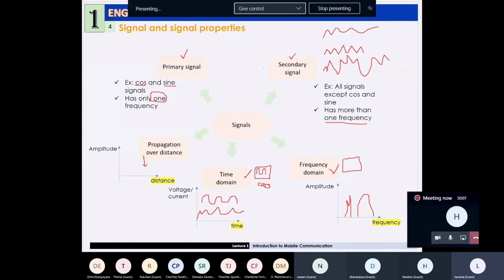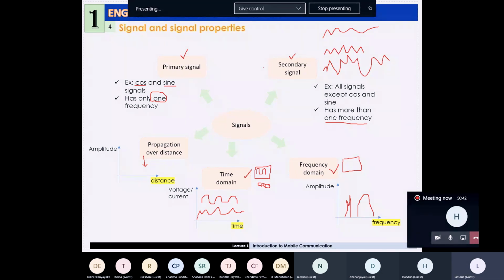And on the other hand, if someone asks how you see all these different signals, or different signal categories, what you say is we can see signals especially in three ways. One, from the time domain. Second, from the frequency domain. Third, from the propagation point of view. Especially these two are very important, time domain and frequency domain.